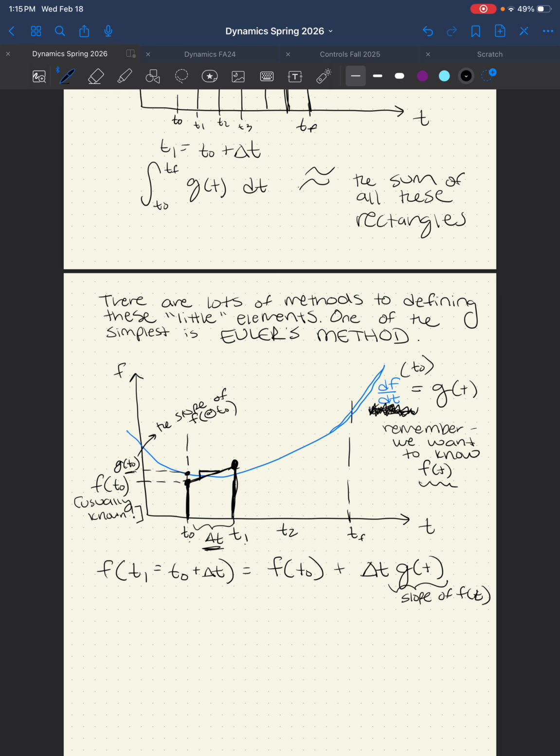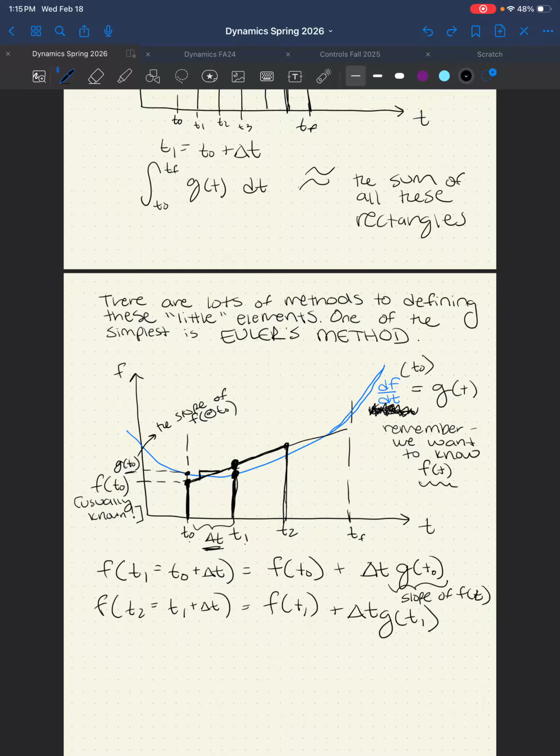And then we do this repeatedly. We say, okay, now what is the slope of f of t at t1? I go from the prior position of my last element and I apply that new slope until I get to t2. And I say that f of t2, which is equal to t1 plus delta t, equals f of t1 plus delta t times g of t1. And I can do this iteratively, over and over again.